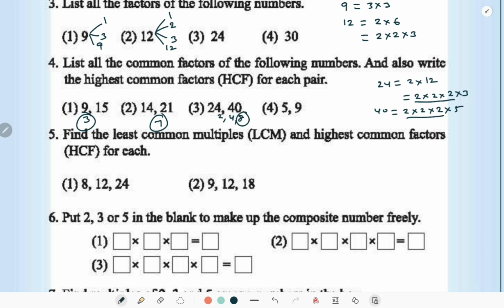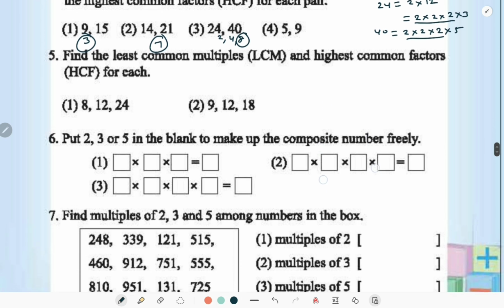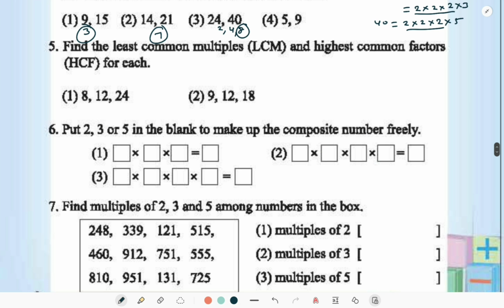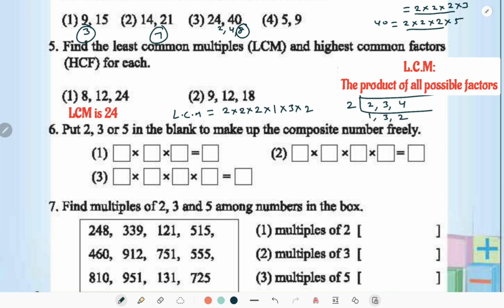Okay, find the least common multiple and highest common factors for each. Okay, 8, 12, 24. What about HCF, highest common factor?